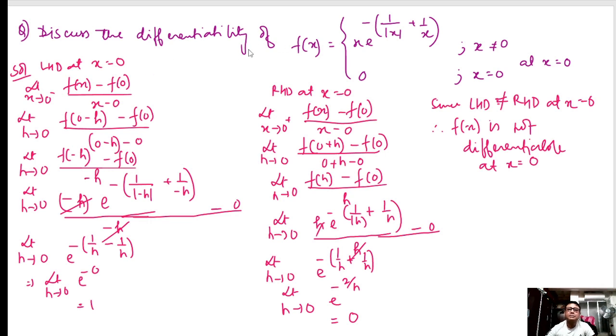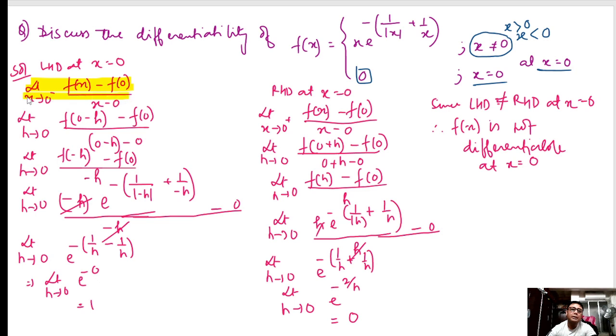This is our next function, f(x) equal to e to the power (x plus 1 by mod x) for this case. So this is applicable only when x is either greater than 0 or x is less than 0, and at x equal to 0 I will choose this value. So we have to test the differentiability at x equal to 0. So let's check. First of all, we will write the left hand derivative at x equal to 0.